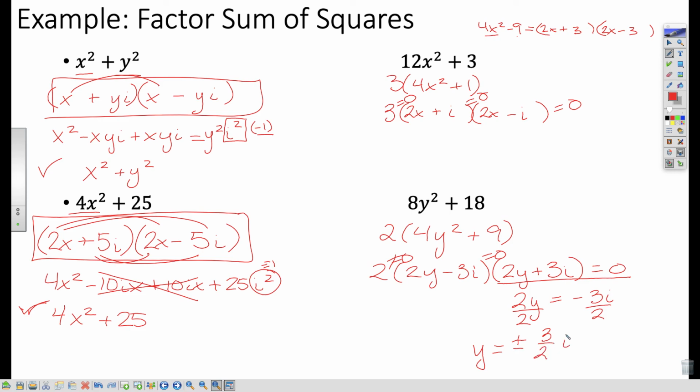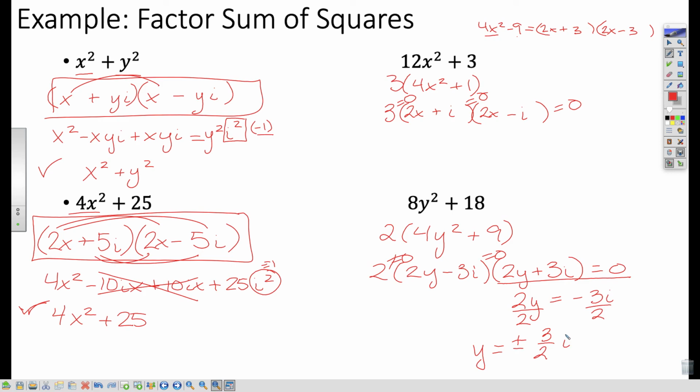Good job. The way you said it, I knew what you meant. 3 over 2i. It's not 3i over 2, is it? It's 3 over 2i. And that's what the next slide is.